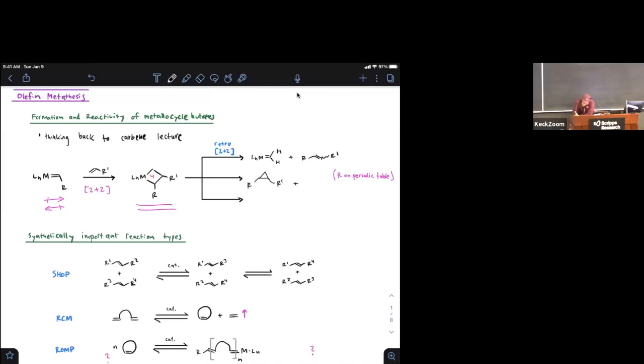Then in that case, we have a metal now that no longer contains a carbene. So you can see immediately how this would be a catalytic deactivation pathway. What else is possible? Any volunteers?